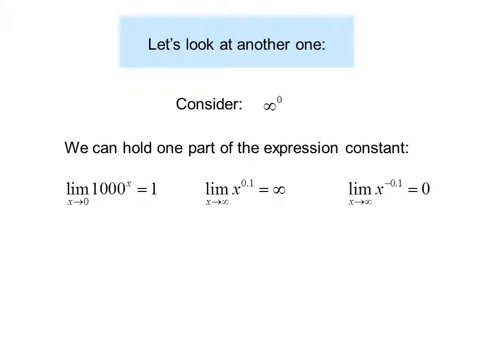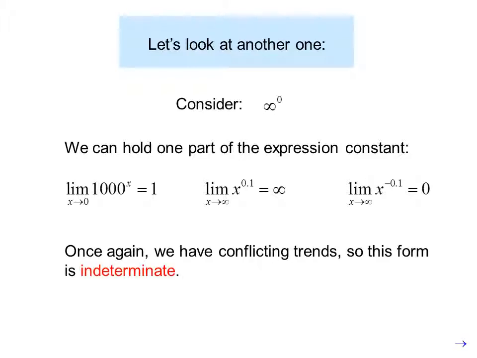On the other hand, if we make the exponent a number close to 0 but negative, for example, we could have the limit as x goes to infinity of x to the negative 0.1, and we get 0 because the negative exponent flips it over, and we end up with a fraction with a large denominator. Once again, we have conflicting trends, so this form is indeterminate.